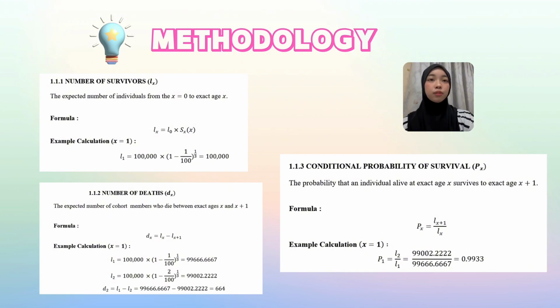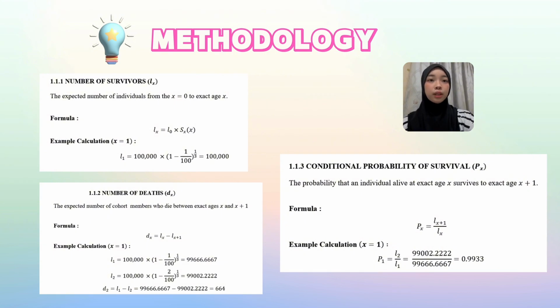Third, the number of survivors, Lx. To find the expected number of people alive at any specific age x from our initial cohort, we multiply our starting radix L0 equal to 100,000 by the survival function at that age. Lx is equal to L0 multiplied by S(x) at the age x.